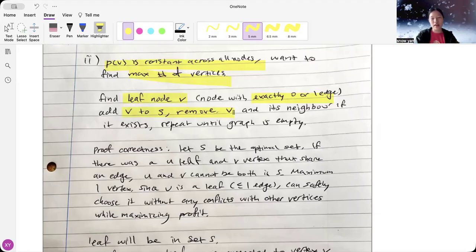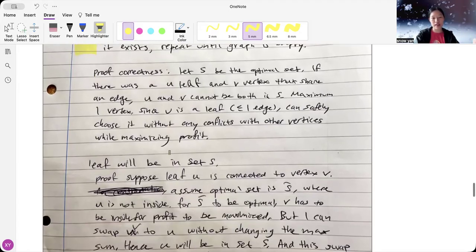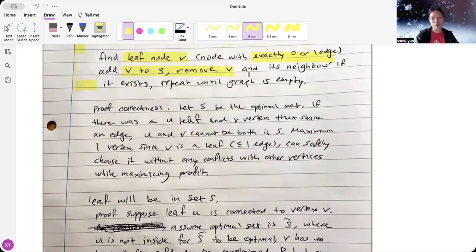From that graph, and I'm going to repeat this process until the graph is empty. So this is kind of my greedy algo of what I would do. And then the proof for this is this idea. I'm going to first walk through the idea and then the actual, more formal proof.